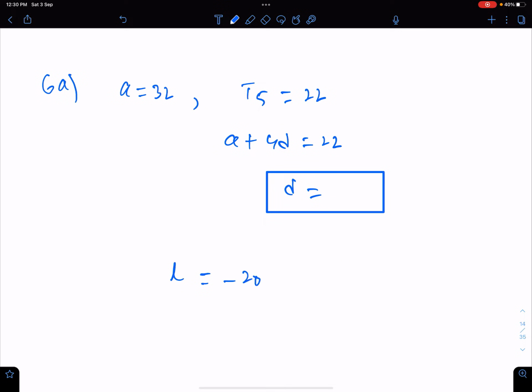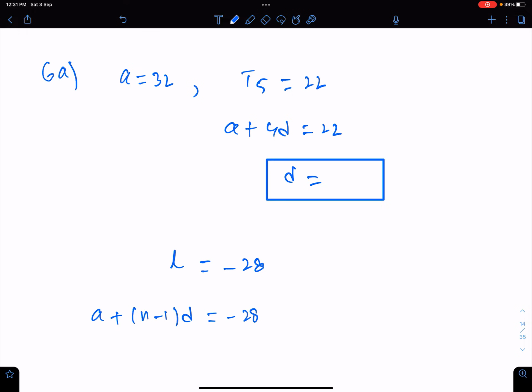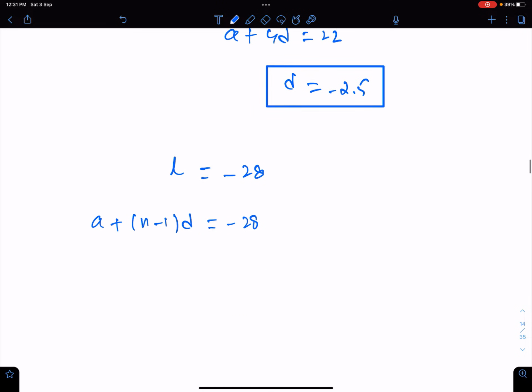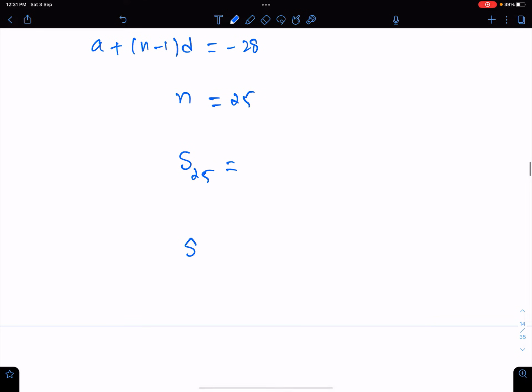So with the help of the last term, we can get the value of n. a plus (n minus 1)d. We have a, we have d, we can get n. So n is 25. d is minus 2.5. n is 25, so we need the sum of all terms. All terms means S25, and S25 would be 50.